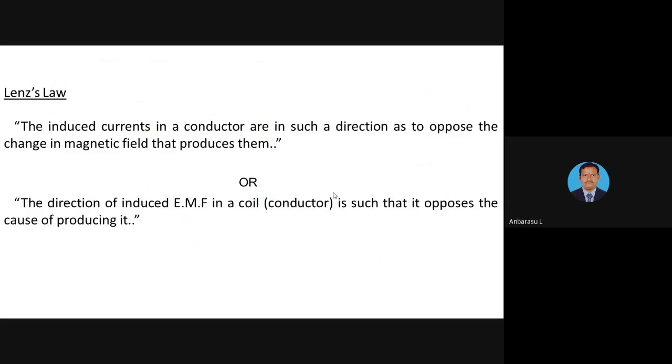Then Lenz's law: the induced currents in a conductor are in such a direction as to oppose the change in magnetic field that produces them, or the direction of induced EMF in a coil or conductor is such that it opposes the cause of producing it. That is Lenz's law. The formula is E equals minus N d phi by dt. Here the minus sign indicates Lenz's law.